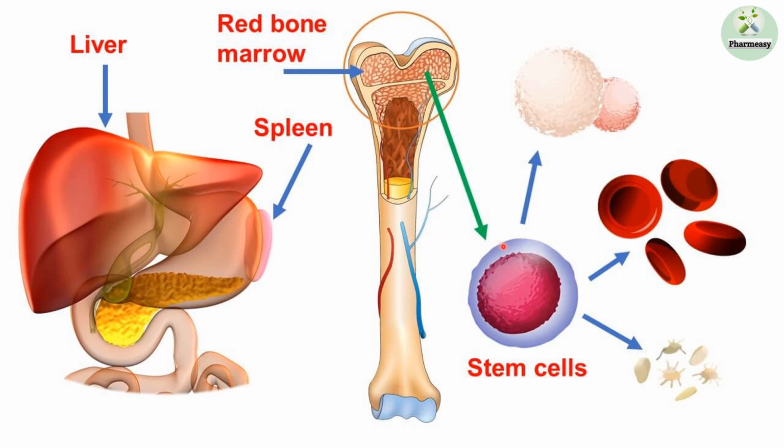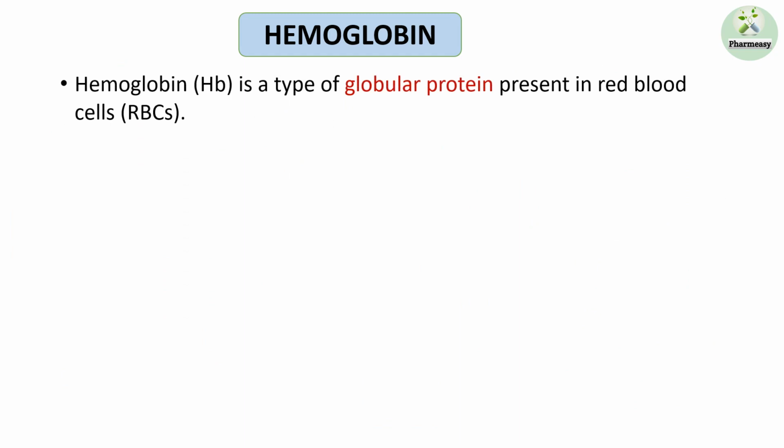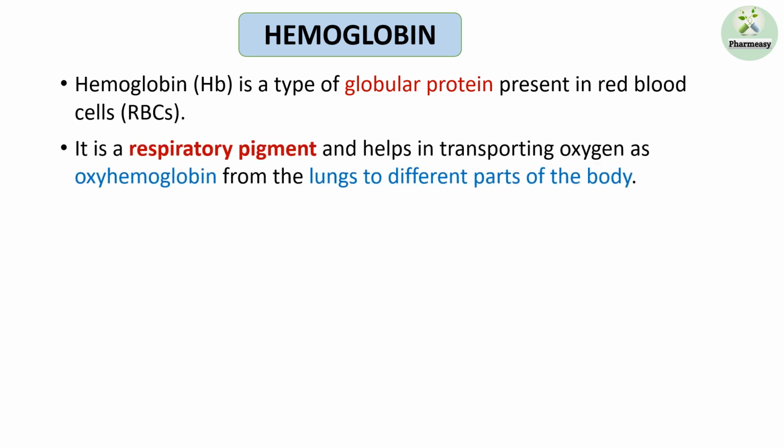And stem cells are present in the bone marrow, which promotes formation of red blood cells, white blood cells, and platelets. Next topic is hemoglobin. Hemoglobin is a type of globular protein present in red blood cells. It is a respiratory pigment and helps in transporting oxygen as oxyhemoglobin from the lungs to different parts of the body.